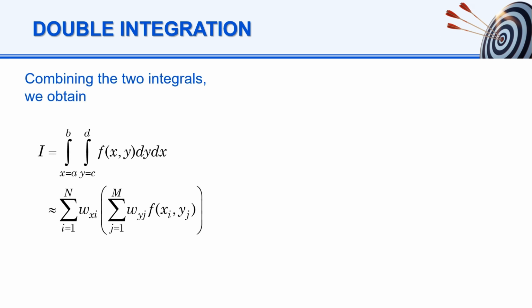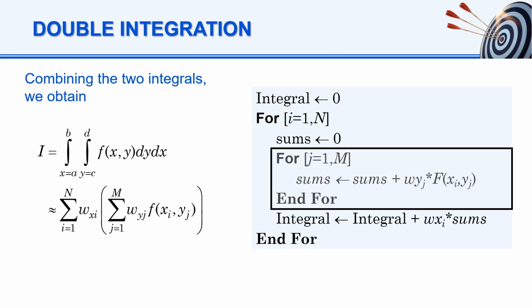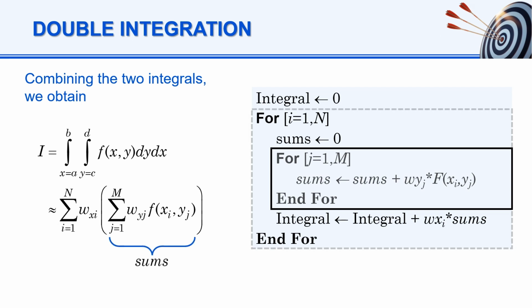Combining the two integrals, we obtain the following expression. Note that the summation representing the approximation of the integral over the y variable is inside the outer summation sign. The outer summation sign accumulates the inner sums, as illustrated with the pseudocode segment.